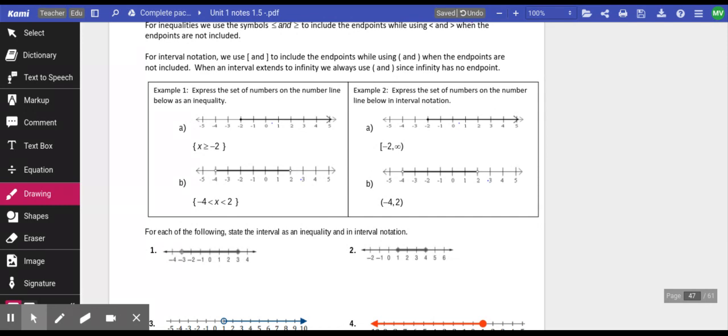So express the set of numbers on the number line below as an inequality. So here we have a solid circle on -2, so it's x is greater than or equal to -2. When we express that same thing in intervals, we have a closed bracket for -2 and then comma infinity. We always start with the smallest value to the largest.